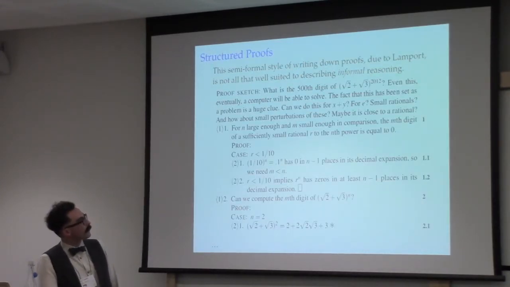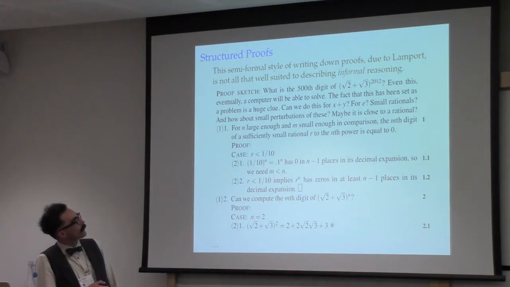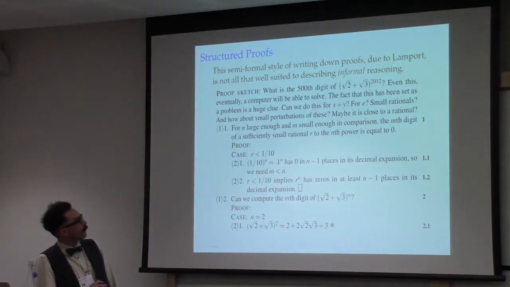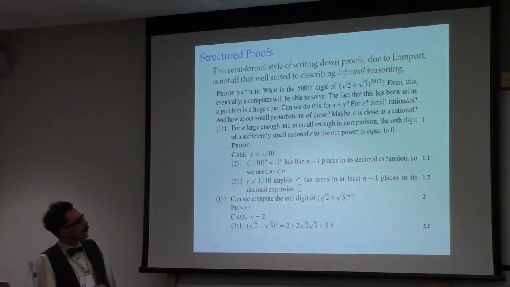Okay, structured proof. Remember the kind of not so smiley emoticon. Well, structured proofs are not bad. Here's a proof sketch of the 500th digit of this thing, for n large enough, n small enough in comparison. So we do something that starts to look more formal, more like a tree. In fact, it is a tree. You've got 1, 1, 2, 1, 2, 2. This thing terminates in a little proof, so this is like a lemma.